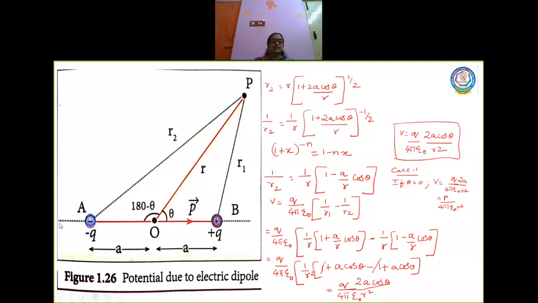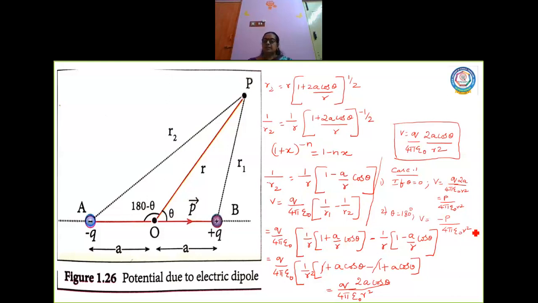In that case, if this P is going to be here, what will be the value of theta, children? The value of theta will be 180 degree, right? Now this is special case 1. Now special case 2. Let me draw a line so that you will not get confused. So case 2 is theta going to be 180. Then what will be the potential? V is equal to minus P by, because cos 180 is minus 1, so it is 4 pi epsilon naught r square.